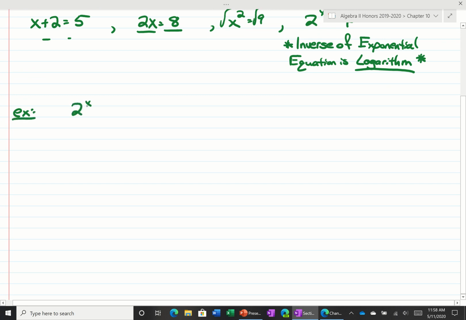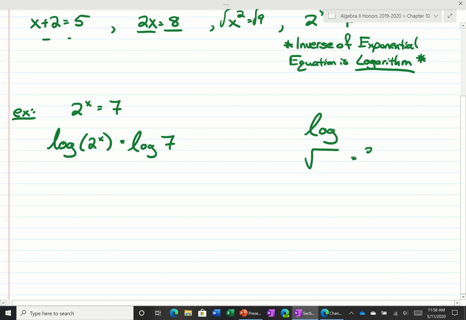We had the problem 2 to the x is equal to 7. Well, just like you can multiply both sides, just like you could add on both sides, just like you could square root both sides, what we could actually do here is take the log of both sides, or take the log base 10 of both sides. Your calculator has a log button. It's kind of like the square root button. We know that square root means the second root, what number times itself. And the log button on your calculator means log base 10.